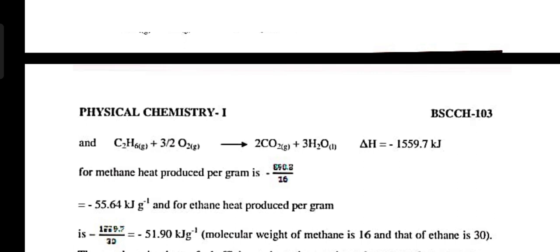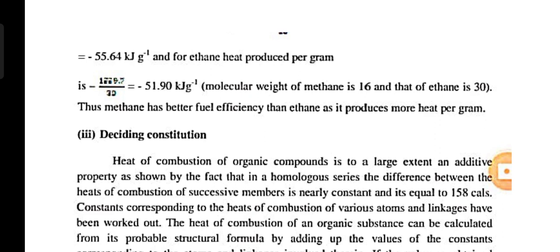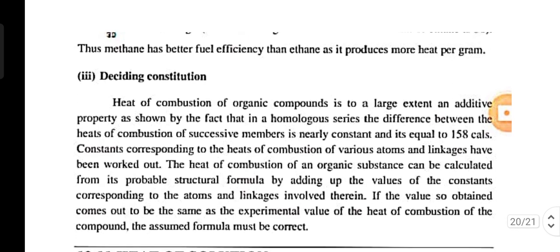Ethane plus oxygen give carbon dioxide plus water. The enthalpy of combustion is minus 1559.7 kilojoule. For methane, heat produced per gram is minus 54.6 kilojoule per gram. For ethane, heat produced per gram is 51.90 kilojoule per gram. Molecular weight of methane is 16 and ethane is 30. Thus, methane has a better fuel efficiency than ethane as it produces more heat per gram.